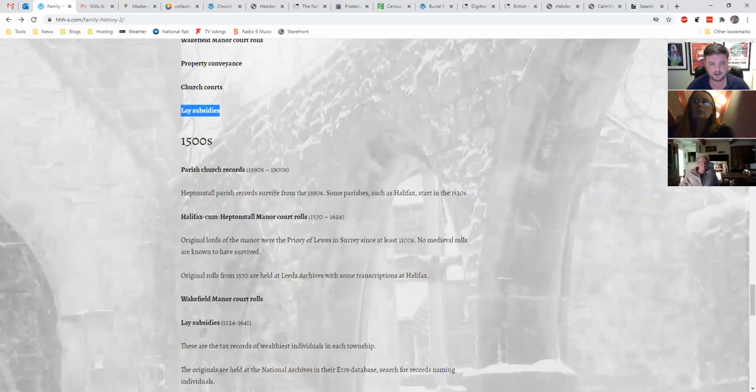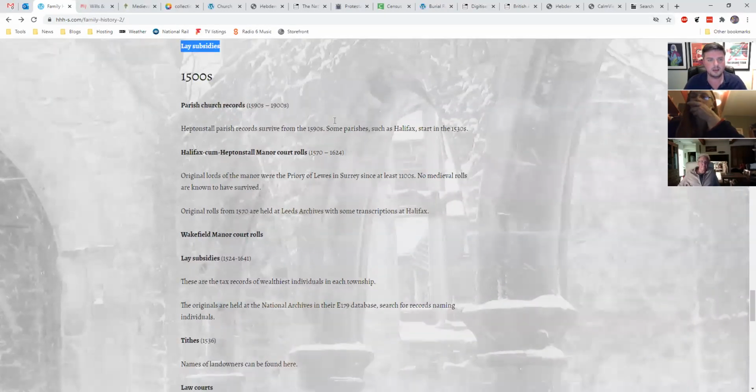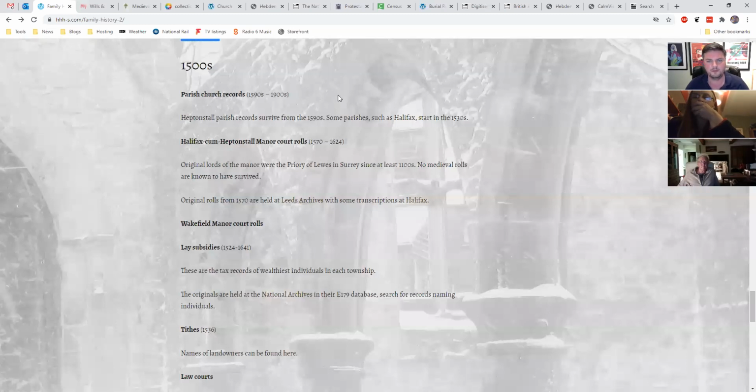In the 1500s, parish records for Heptonstall only survive from the 1590s. If you go back to Halifax, they start a lot earlier, in the 1530s. For whatever reason, they're supposed to be copied from paper into parchment. That doesn't seem to have happened at Heptonstall, unfortunately.